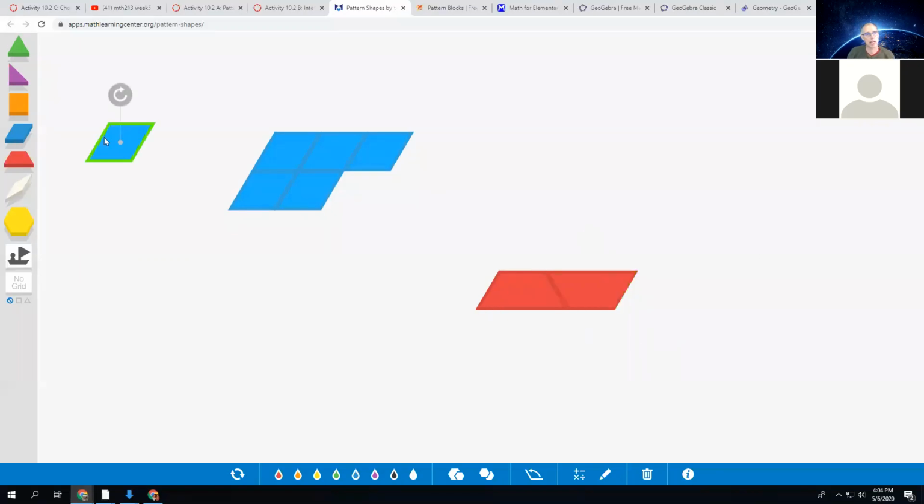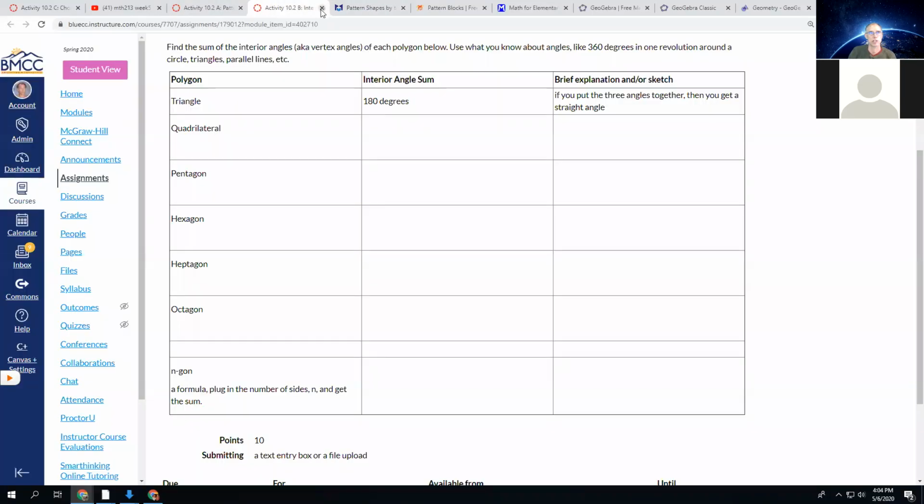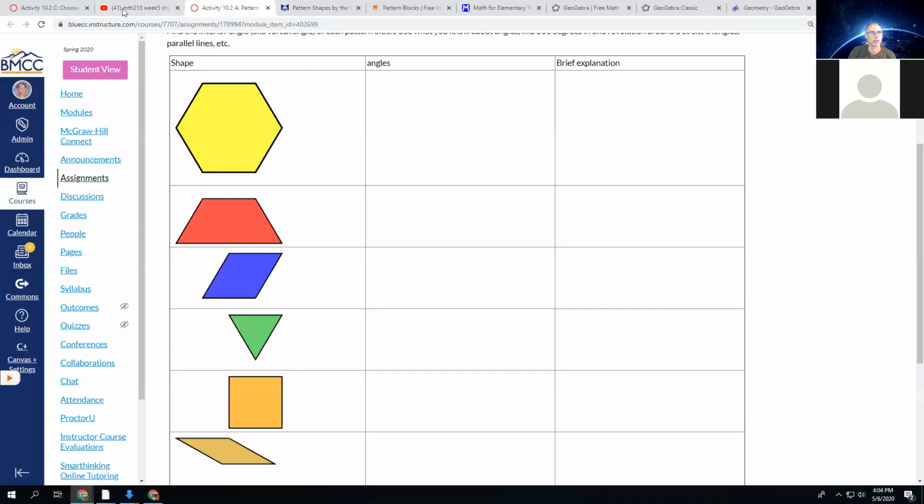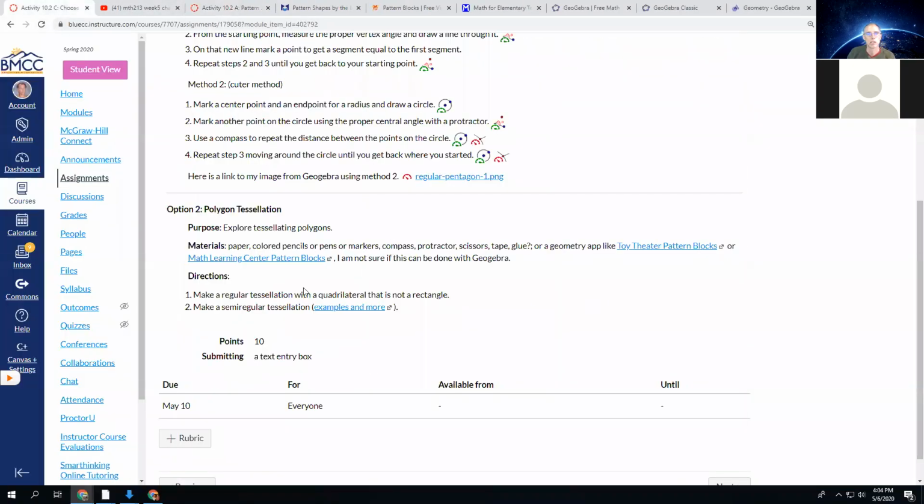So make me a small one, so right there, that's good enough. Give me a screenshot of that. That would satisfy that first tessellation here. Oh, where did you go? Sorry. So that's part one of option two. I just tessellated a quadrilateral that's not a rectangle.